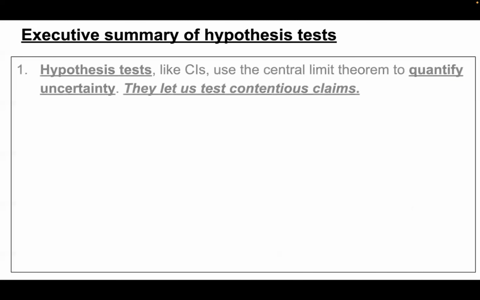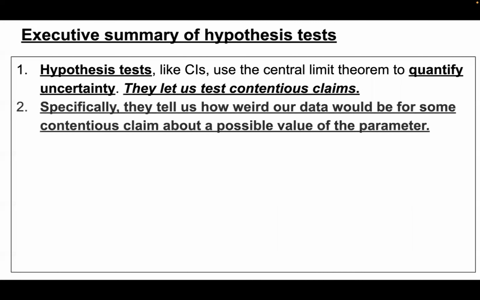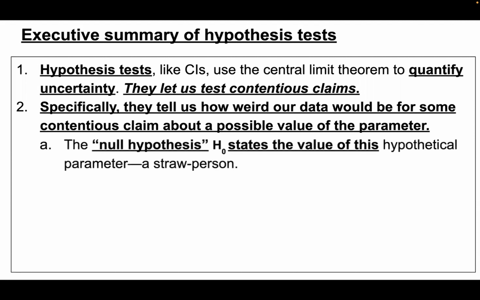So let's review hypothesis tests. Remember that hypothesis tests, like confidence intervals, allow us to quantify uncertainty. They let us test contentious claims. Specifically, they tell us how weird our data would be for some contentious claim about a possible value of the parameter. Remember that the parameter is the thing that we're trying to estimate. It's the unknown quantity that matters to us. The null hypothesis states the value of this hypothetical parameter.